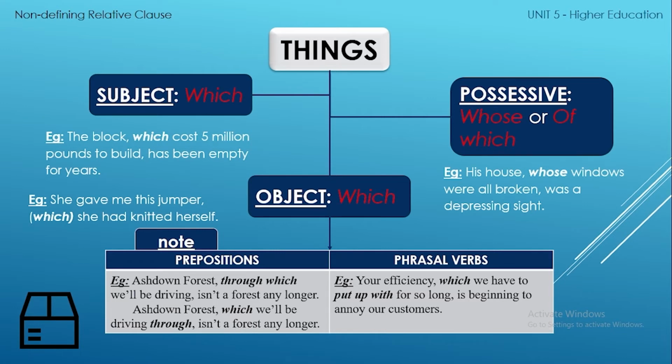For example, Ashdown Forest, through which we'll be driving, isn't a forest any longer. So we cannot change the order of a phrasal verb in the sentence to make it sound more formal, because that's against grammar. For example, the inefficiency, which we have to put up with for so long, is beginning to annoy our customers.